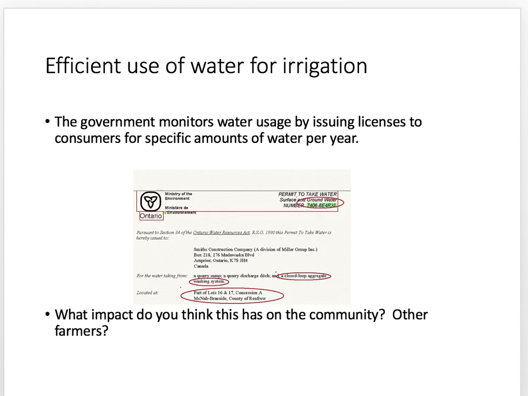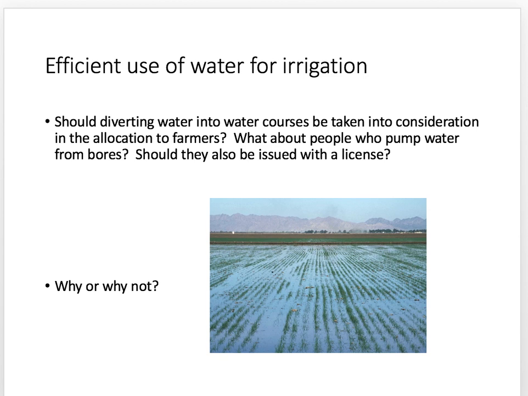So the government, as I said, monitors usage by issuing the licenses for specific amounts of water per year. Have a think. What do you think the impact might be on the community and other farmers? Should diverting water into watercourses be taken into consideration in the allocation to farmers? What about the people who pump water from bores? Should they also be issued with a license? And it depends also what they are farming. If you have a read of the sheets, it goes into the different uses of water, and also how much water different types of crops require.